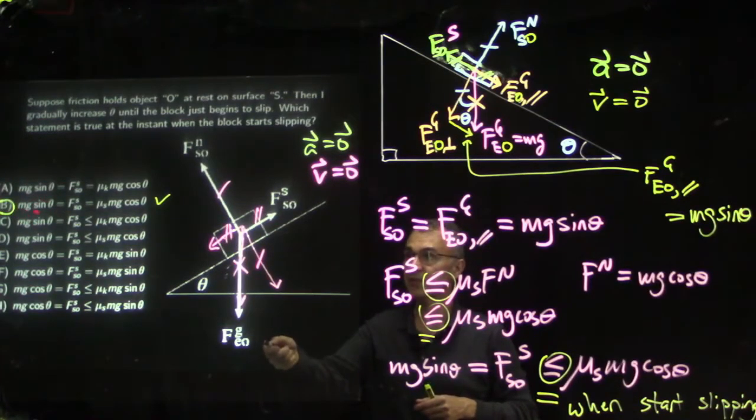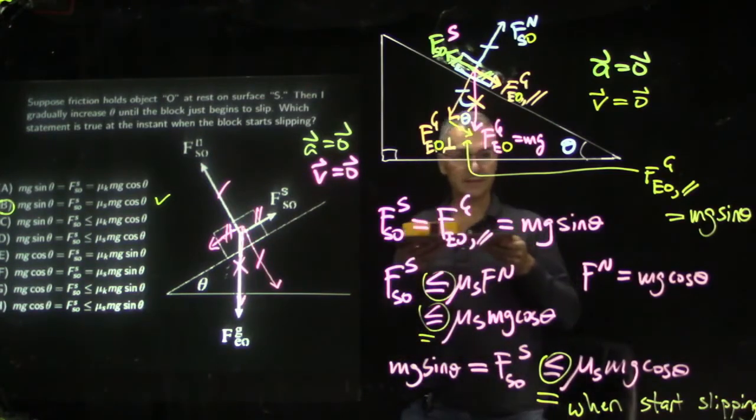mg sine theta equals, okay, this is the downhill component of gravity. That has to be balanced by the static friction force, and the static friction force at the instant when it's just beginning to slip, so you're just about to make it start slipping, is mu static times F normal. F normal equals mg cosine theta, because F normal has to balance this component of gravity, which points opposite F normal.